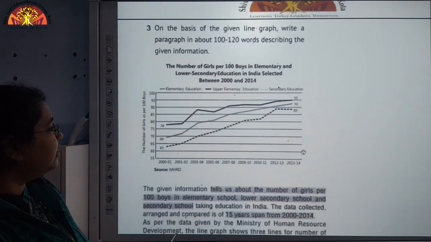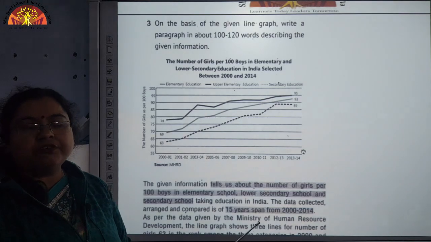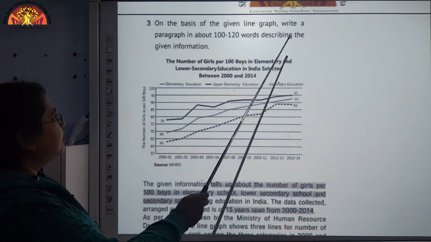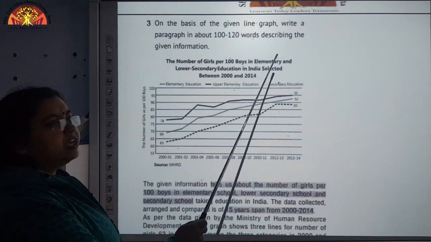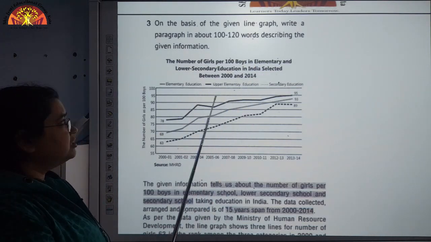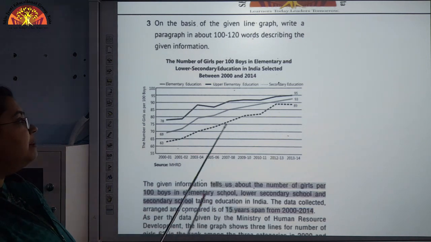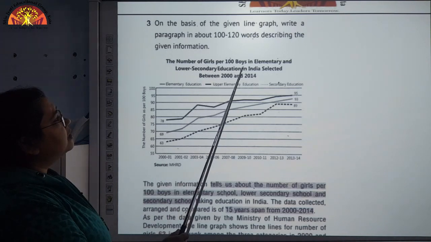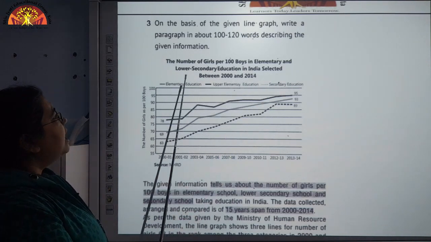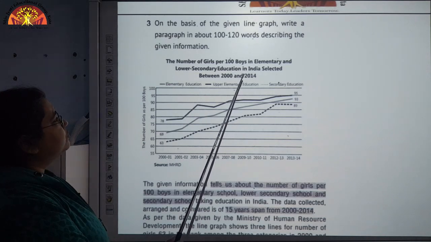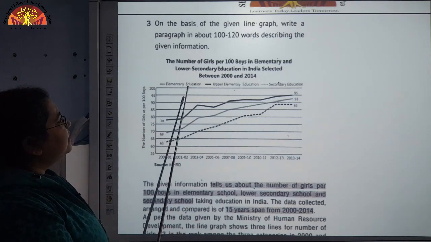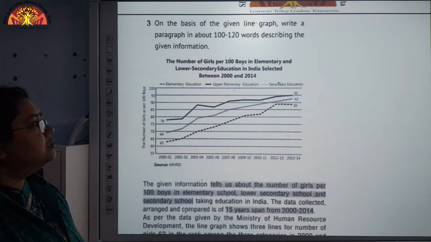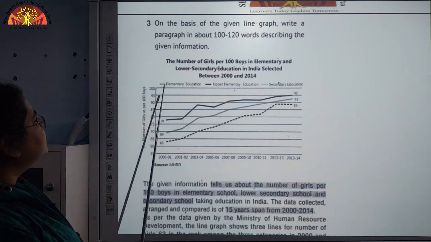Now, there is one more that I am sharing with you, so that you can come to know about the line graph also. See here, on the basis of the given line graph, write a paragraph in about 100 to 120 words describing the given information. Now, see what information is being described in this line graph. The number of girls per 100 boys in elementary school and lower secondary education in India between 2000 and 2014. Okay. So, what exactly is this graph?